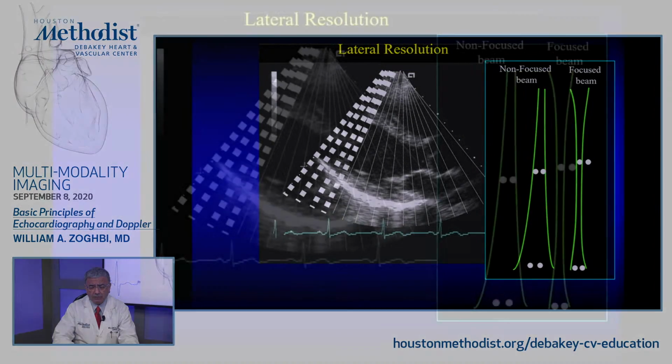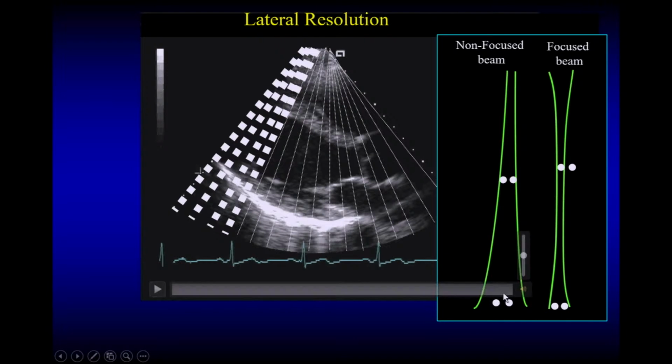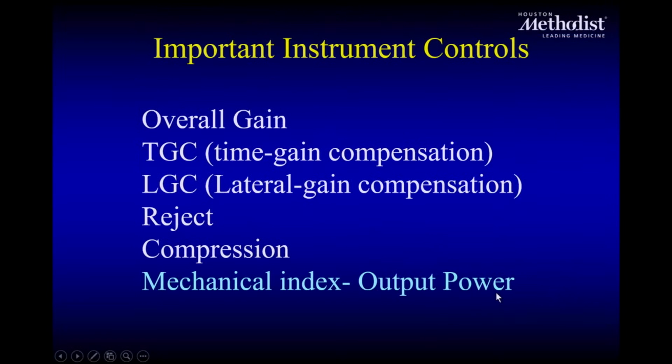This is lateral resolution, which will depend on the beam width. As you go further down, you can focus some of these beams and hopefully differentiate these two dots from one another. The further out you go, certainly you're going to have more of a globular-like look, because you're not able to differentiate these two dots from each other, and you could see that at the further distance.